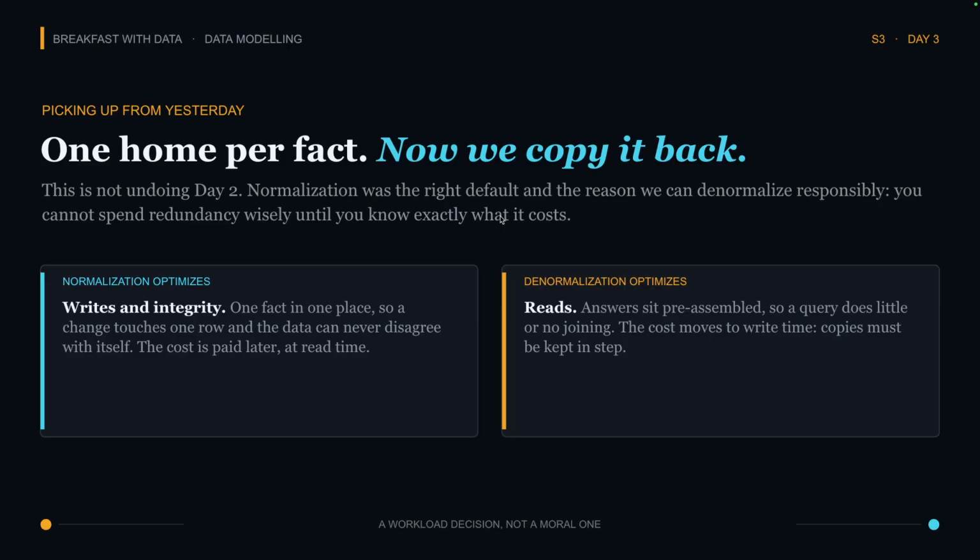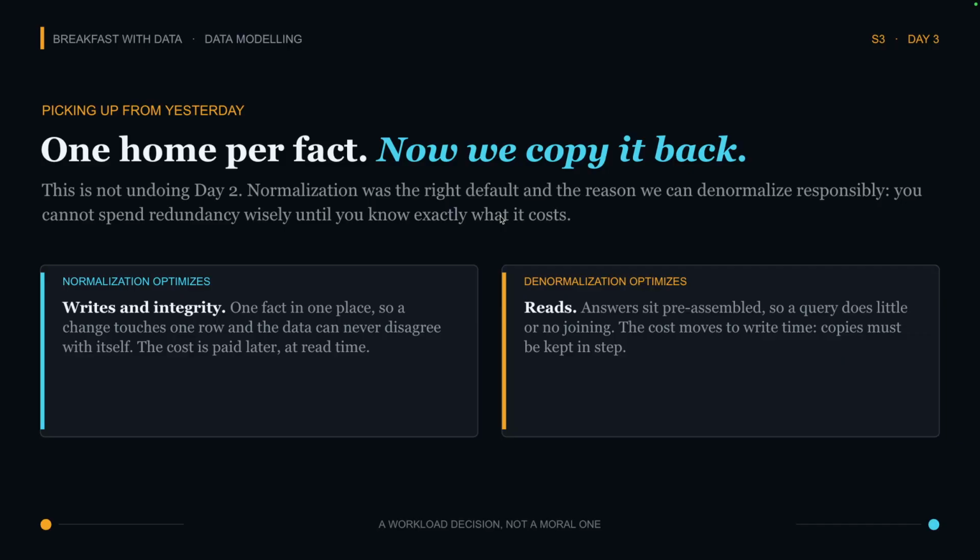Again, like I said, when you are modeling data, there is no Swiss Army knife of data modeling. What you are trying to achieve is what you try to optimize for. So, what are we trying to achieve when we are doing normalization? We want quick write and the integrity of the data. You understand? Because this is what we are using to run the business. One fact in one place, so a change touches one row and the data can never disagree with itself, right?